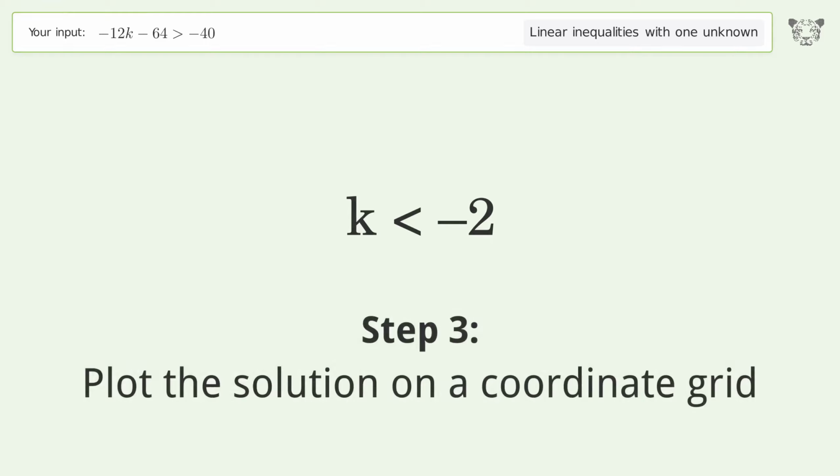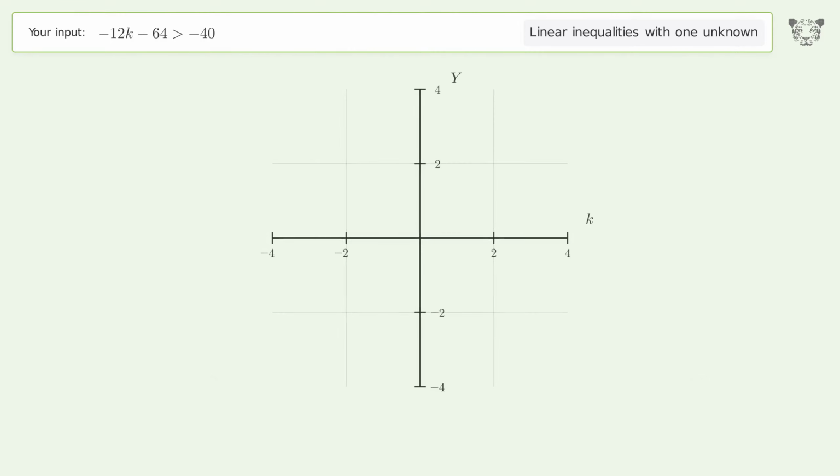Plot the solution on a coordinate grid. And so the final result is k smaller than -2.